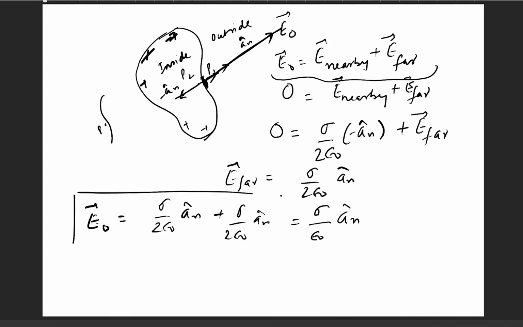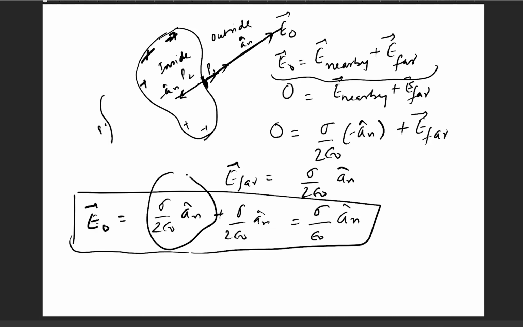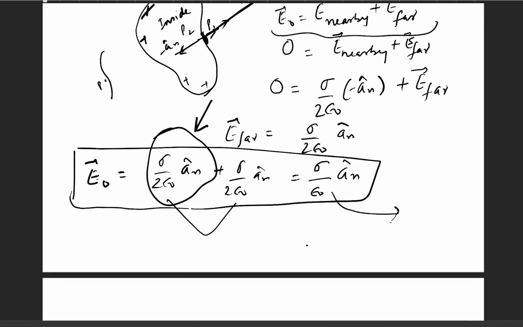So you see that the nearby portion of the charge is still creating that sigma by 2 epsilon naught only, but because of the resultant field we are getting this sigma by epsilon naught, the doubling factor in the case of a conductor. Now there is a very interesting question, and this question we will see in the next slide. So let us see what is the question.